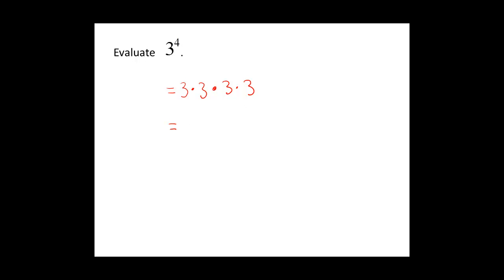We'll multiply 3 times 3 together and get 9. And we can multiply 3 times 3 together here and get 9. Now we can multiply 9 times 9, and our answer is 81. So 3 to the 4th is equal to 81.